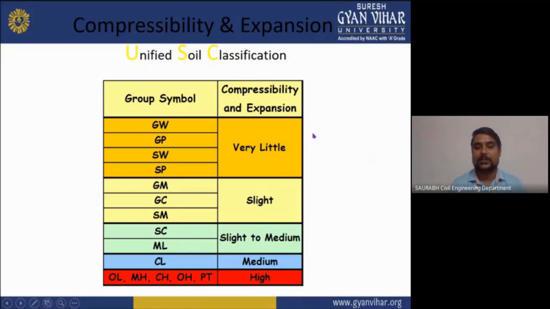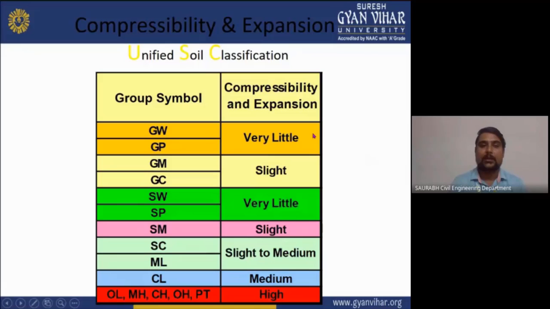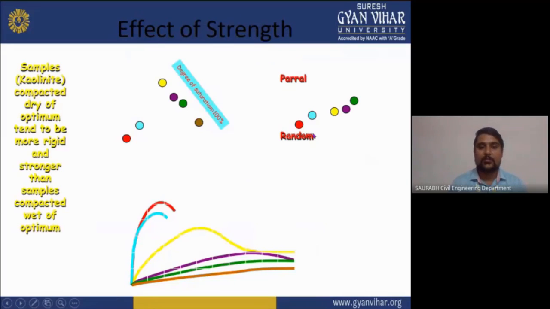As you can see here, these soils will give very little, this is very slight, this will be slight to medium, and medium to high. This is also the group symbol showing the compressibility and expansion relationship of a soil. Now you can see what the effect on strength will be. Samples of kaolinite compacted dry of optimum tend to be more rigid and stronger than samples compacted wet of optimum.